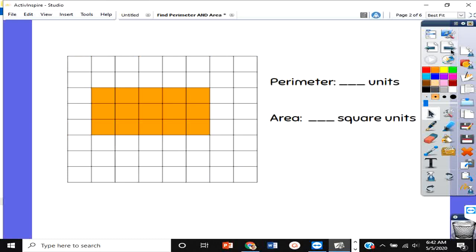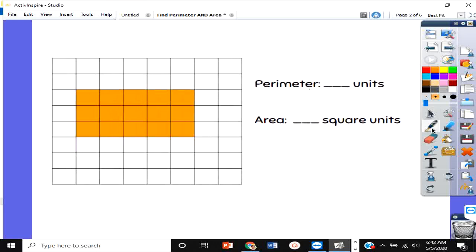I notice that I have an orange rectangle. Now remember, perimeter is around. So we have to count the units, or the square length units, around the outside of the figure. So in order to do that, we're going to make our little dashes for each square side that we have. So let's do that. 1, 2, 3, 4, 5, 6, 7, 8, 9, 10, 11, 12, 13, 14, 15, 16. The perimeter of this rectangle is 16 units.